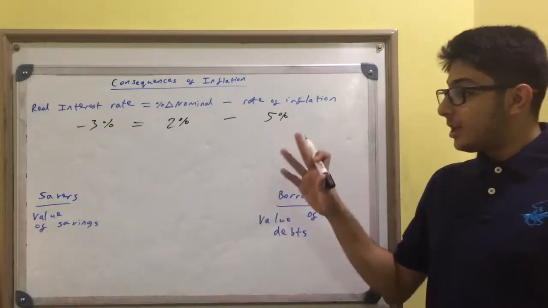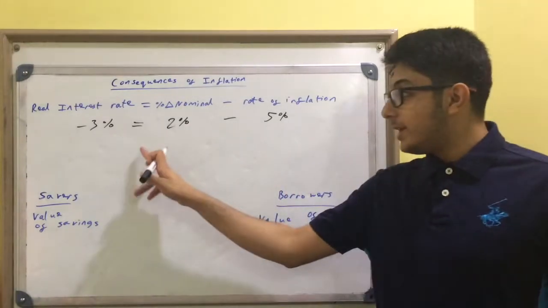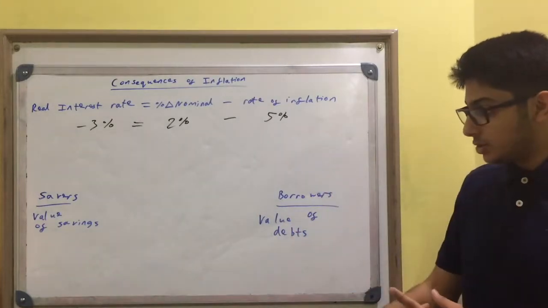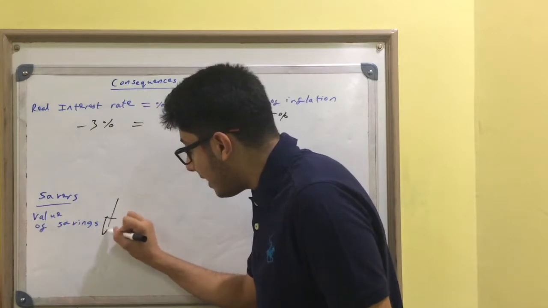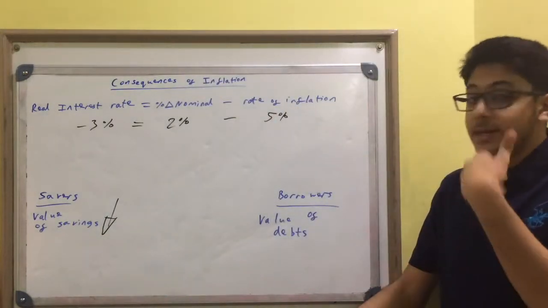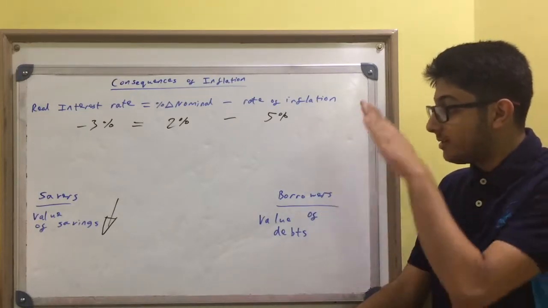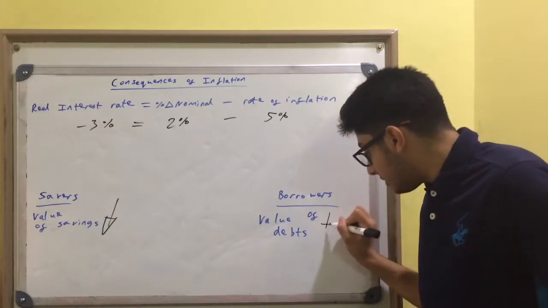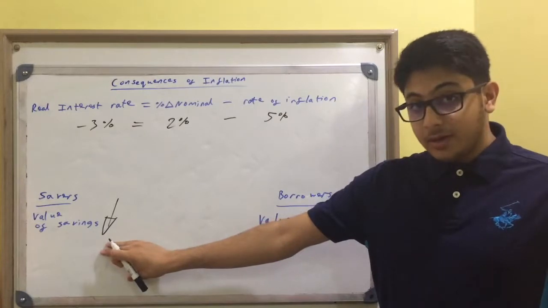Okay? Now what is the effect of that on savers and borrowers? Now remember, interest rate is the cost of borrowing and return on savings expressed as a percentage. So the value of savings will go down because you're getting less increase from your savings compared to inflation. So the value of it is going down. Borrowers, the value of their debts is also going down. For savers, it's a bad thing.